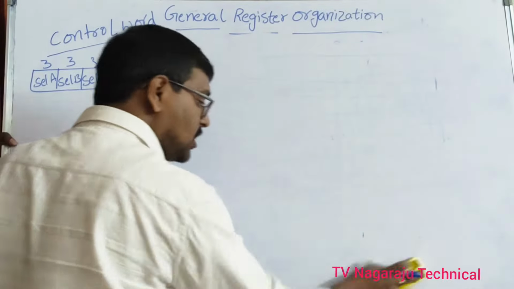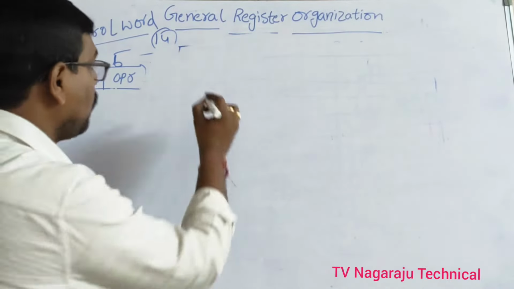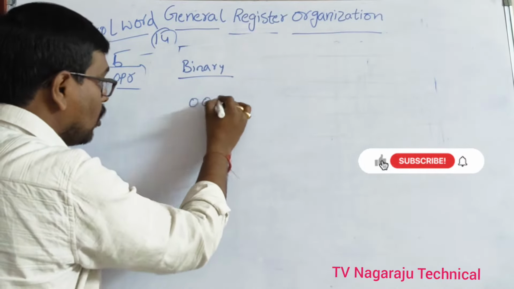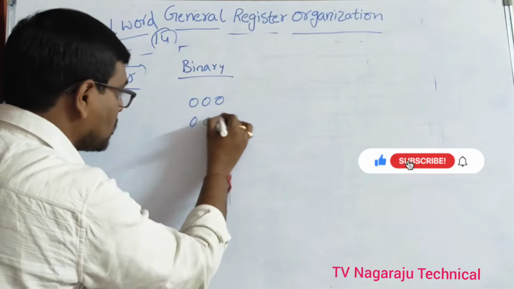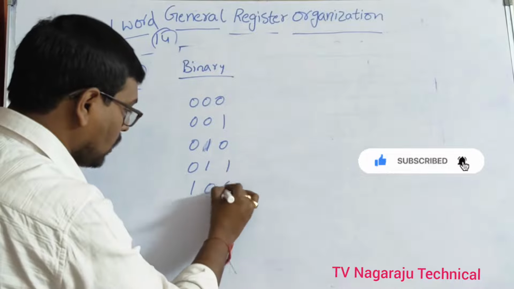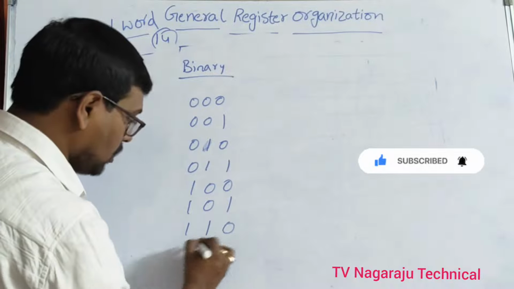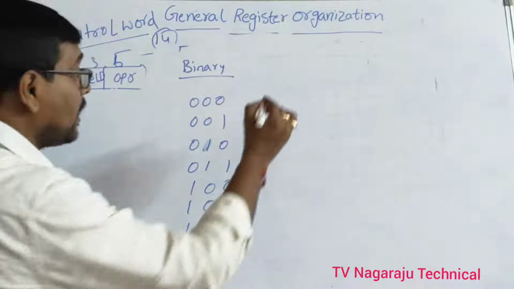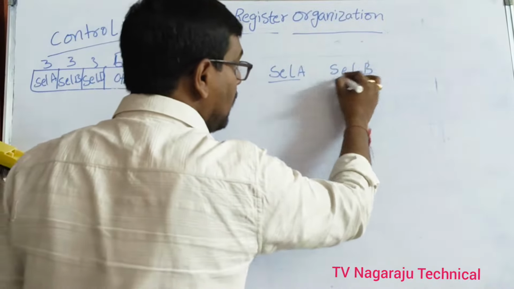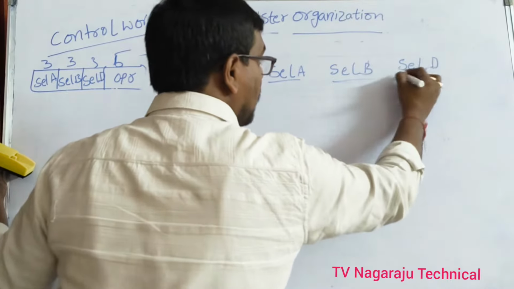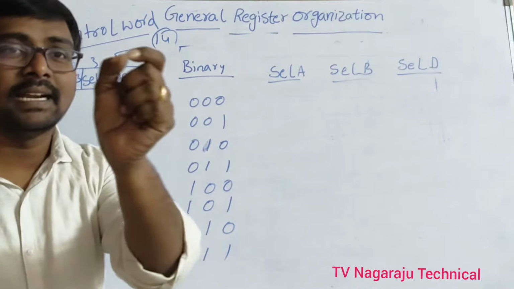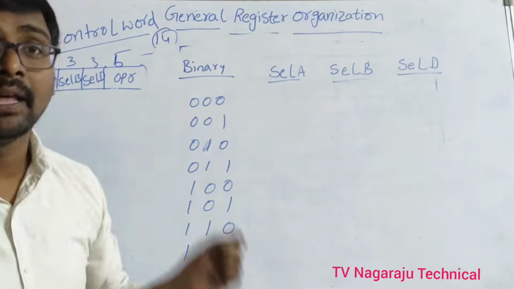Now which register is selected? For that we are using the binary code. So 3 bits means 8 possibilities: 000, 001, 010, 011, 100, 101, 110, 111. Now selection A, selection B, and then selection D. Simply, which register is selected? That is the decimal equivalent of the binary number.